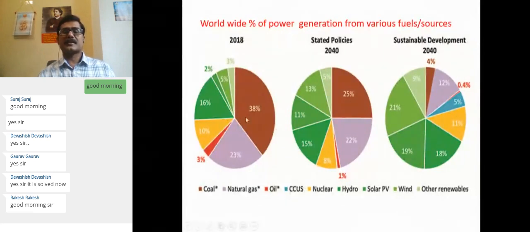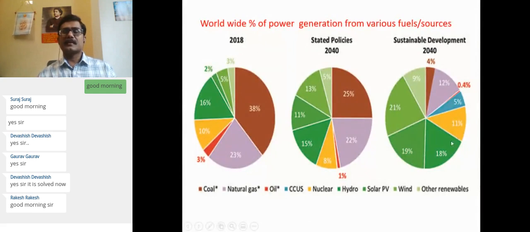So in both these pie charts, the current contributions, the current status, and the stated policy targets by 2040. But in actual practice, to meet the sustainable development requirements, the CCU is also taken into consideration. So you find out the information for the CCUs. I will not specifically mention it here, so I will keep the task on your side to find out some small information for the CCUs.